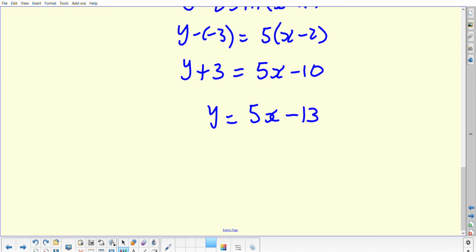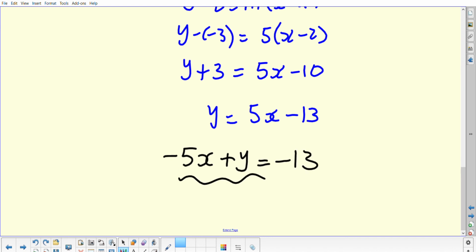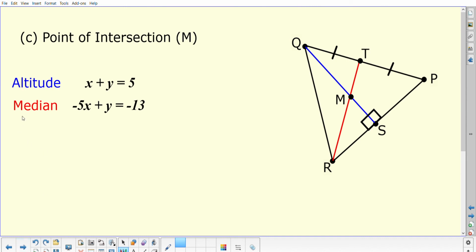So when we've done this, remember that our aim in part C is to put together the altitude and the median. So I really would prefer that you rewrite this so that you then have the x's and the y's on one side. So we get minus 5x plus y equals minus 13, and that's our answer for the equation of the median. So putting together our answers for A and B, you can see our altitude was x plus y equals 5, and the median that we've just found is minus 5x plus y equals minus 13. And when we solve them together, we're looking to find this point M, which is the intersection point.